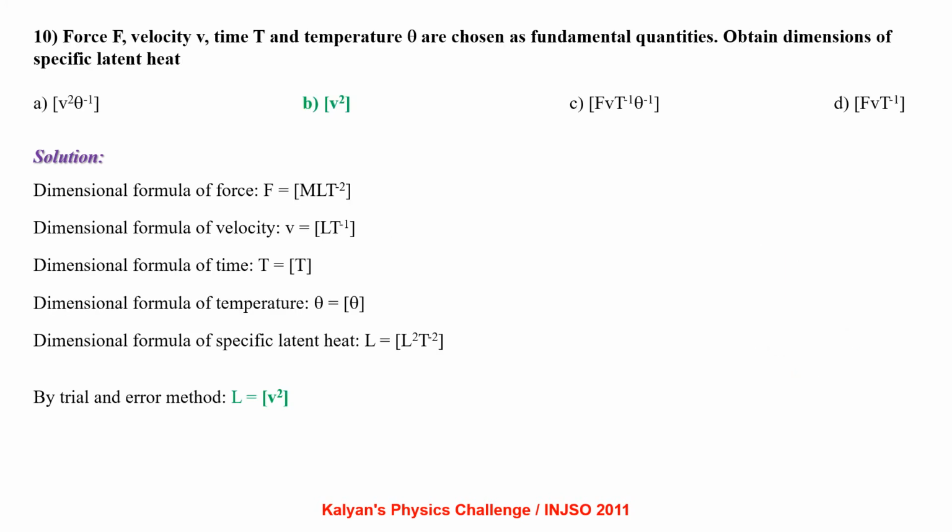Force F, velocity V, time t and temperature theta are chosen as fundamental quantities. Obtain dimensions of specific latent heat. Dimensional formula of force is MLT to the power minus 2, dimensional formula of velocity is LT to the power minus 1, dimensional formula of time is T, dimensional formula of temperature is theta. So the dimensional formula of specific latent heat is L squared T to the power minus 2. Now you can apply the trial and error method here instead of deriving the formula completely, from which we can see the specific latent heat is equivalent to square of velocity.